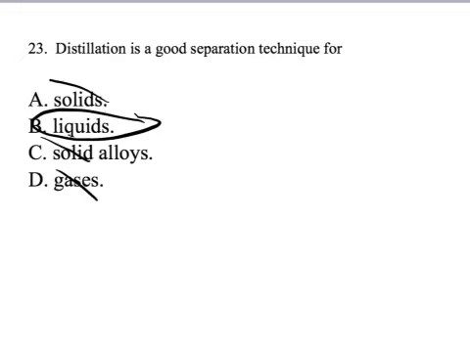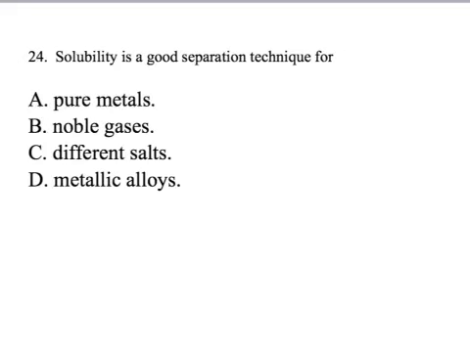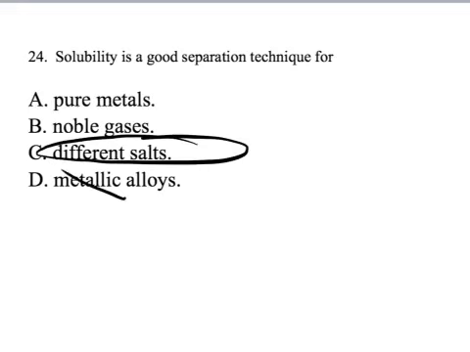Solubility is a good separation technique for, so how soluble is something? Pure metals? No. B, noble gases? No. C, different salts. There you go. Because solubility means how does it dissolve in water? We're not going to be dissolving the others in water anytime soon to try and separate them. Magnetism is most beneficial. Well, think about what type of elements are magnetic.